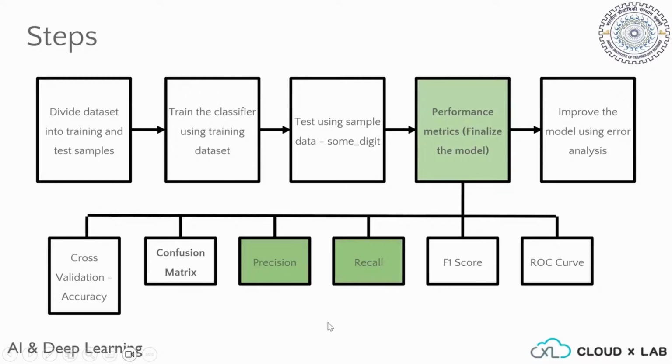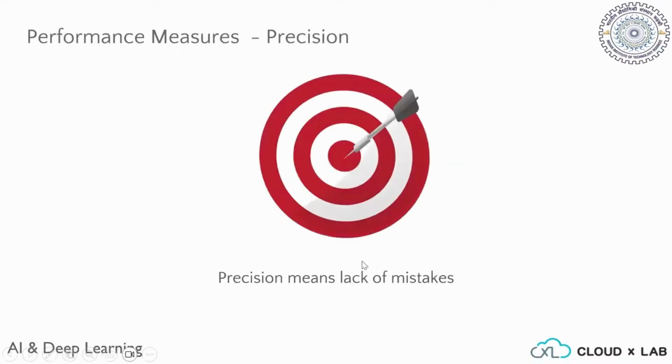Okay, so confusion matrix means we are creating the matrix that I have just discussed, 2 by 2 matrix for binary case and C by C matrix for multi-class problem. So for binary we will create a 2 by 2 matrix, right? Now we will define precision and recall. Okay, so precision means lack of mistakes, right? So how precise we are in predicting the correct output, right? So precision means lack of mistakes.